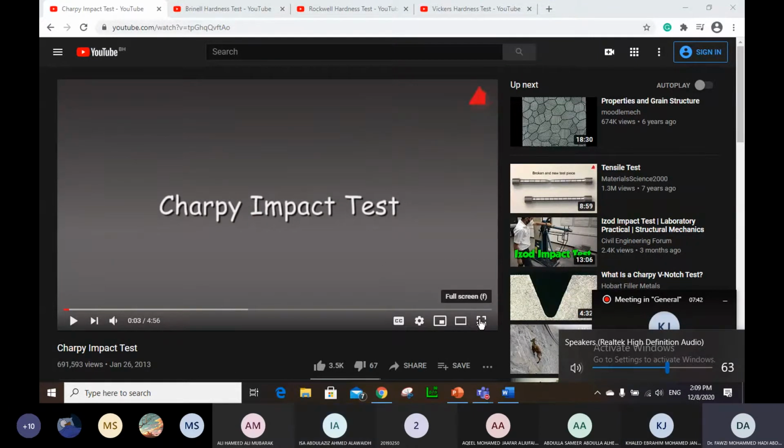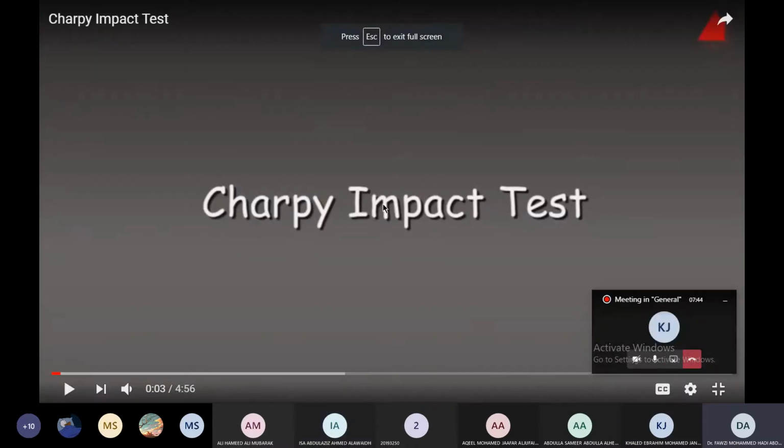So we will see the impact test now together, how it is done. Then we will have some discussions about it. Then we will go to the hardness test after that. It's a short video. It's not a long video. We will see it together and then we will discuss it and then we will go for the next one and discuss that as well.